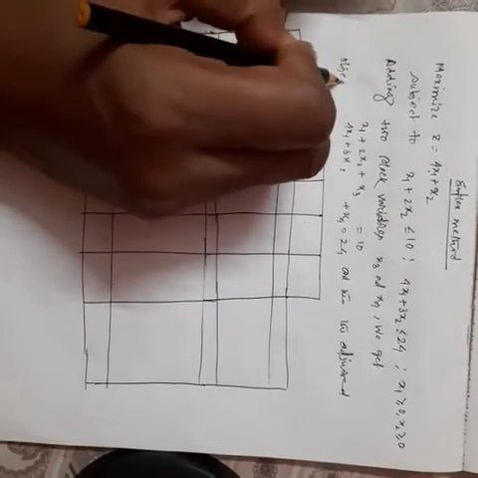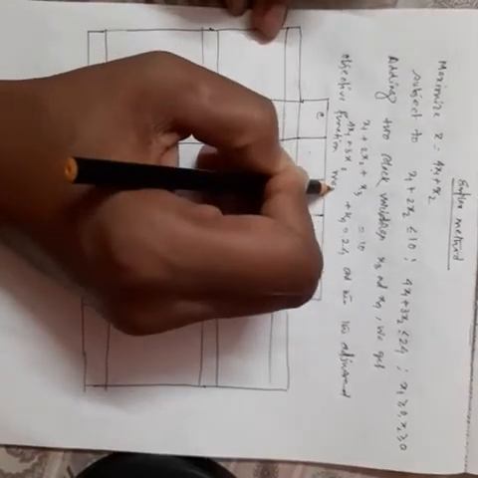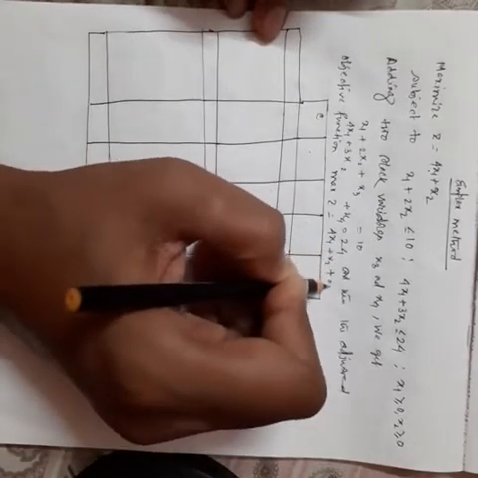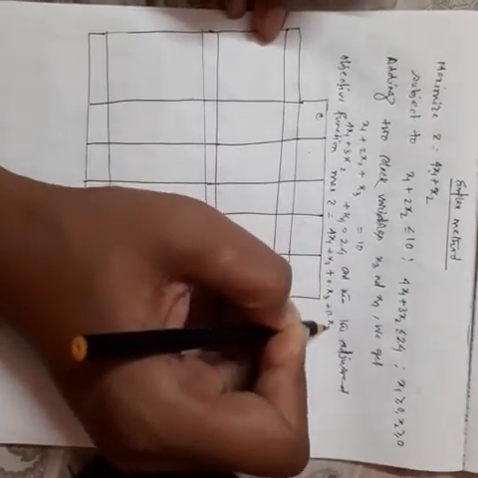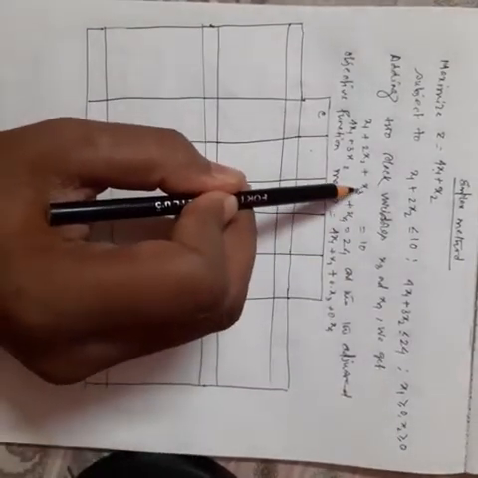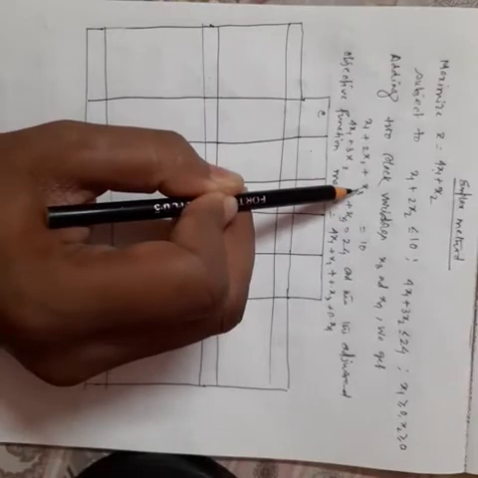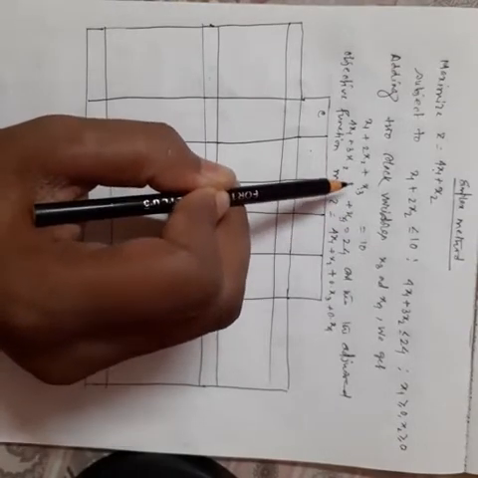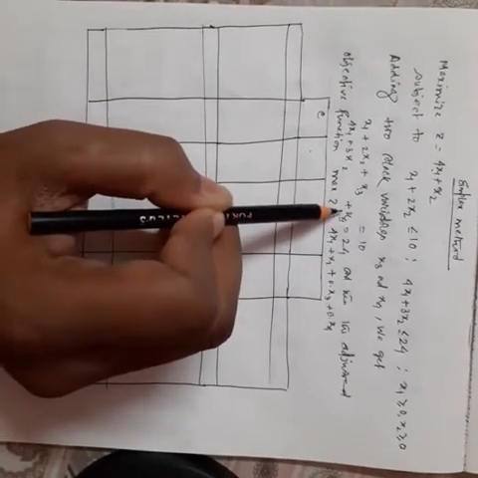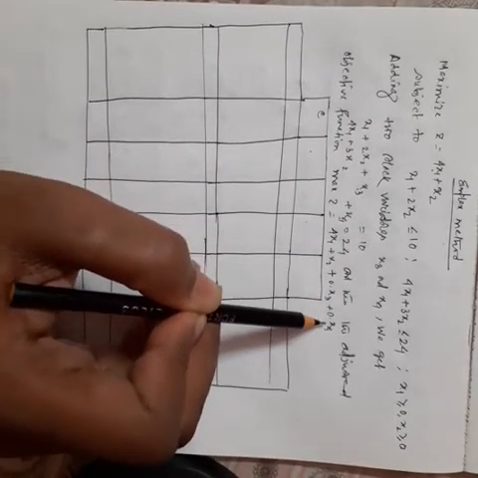Then the adjusted objective function: maximize z equals 4x1 plus x2 plus 0 into x3 plus 0 into x4. Here we are adding two variables, x3 and x4. These are the two slack variables, and by adding these two variables, max z depends on x3 and x4. So that's why here we adjust by multiplying 0 into x3 plus 0 into x4.